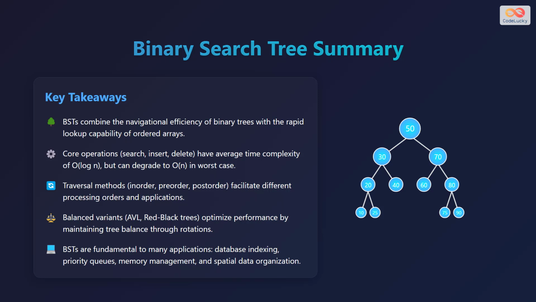Thirdly, traversal methods, including Inorder, Preorder, and Postorder, facilitate different processing orders and applications. Fourthly, balanced variants such as AVL and red-black trees optimize performance by maintaining tree balance through rotations. Finally, binary search trees are fundamental to many applications, including database indexing, priority queues, memory management, and spatial data organization.